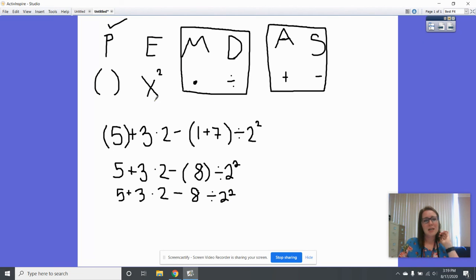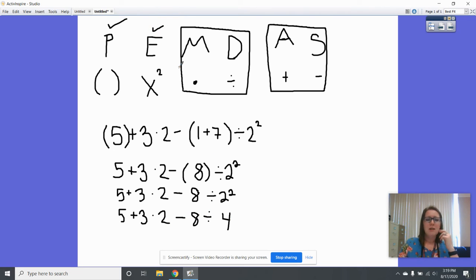Okay, our next one is exponents. I need to look and see, are there any exponents? Yes, there are right here. 2 squared is 2 to the power of 2. It's also the same as 2 times 2. So that's the only thing I have to do, 2 squared, which is 4. So now I have 5 plus 3 times 2 minus 8 divided by 4.